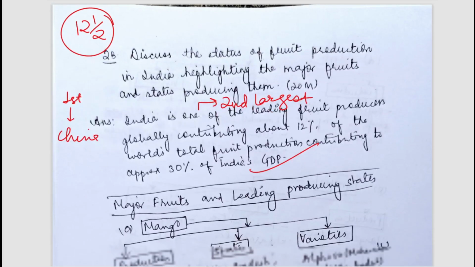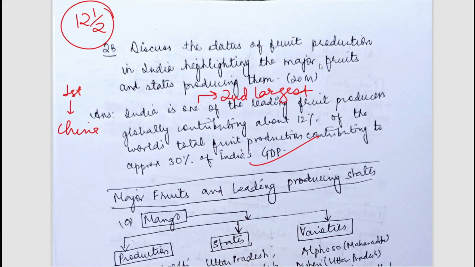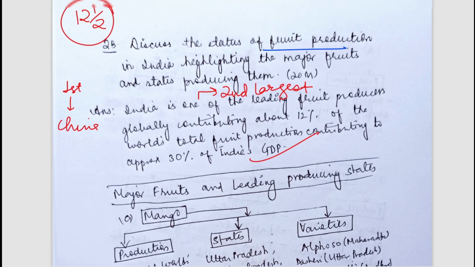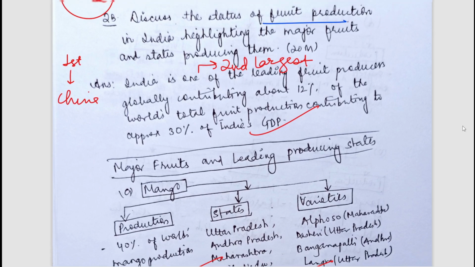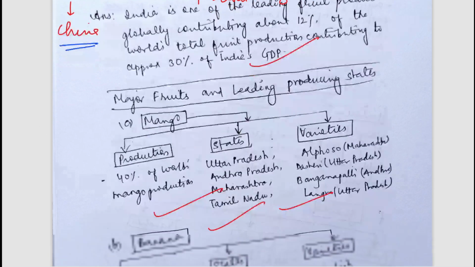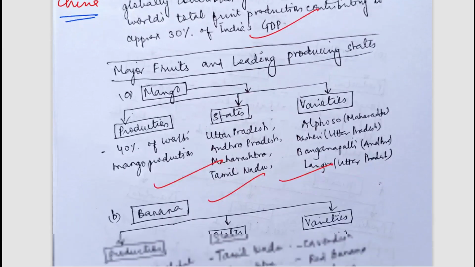Now the next question was, discuss the status of fruit production in India, highlighting the major fruits and states producing them. Okay. So as we all know, India is the second largest fruit producer in the world. First is China, and you can use this in your introduction. Now, what are the major fruits and states producing them?